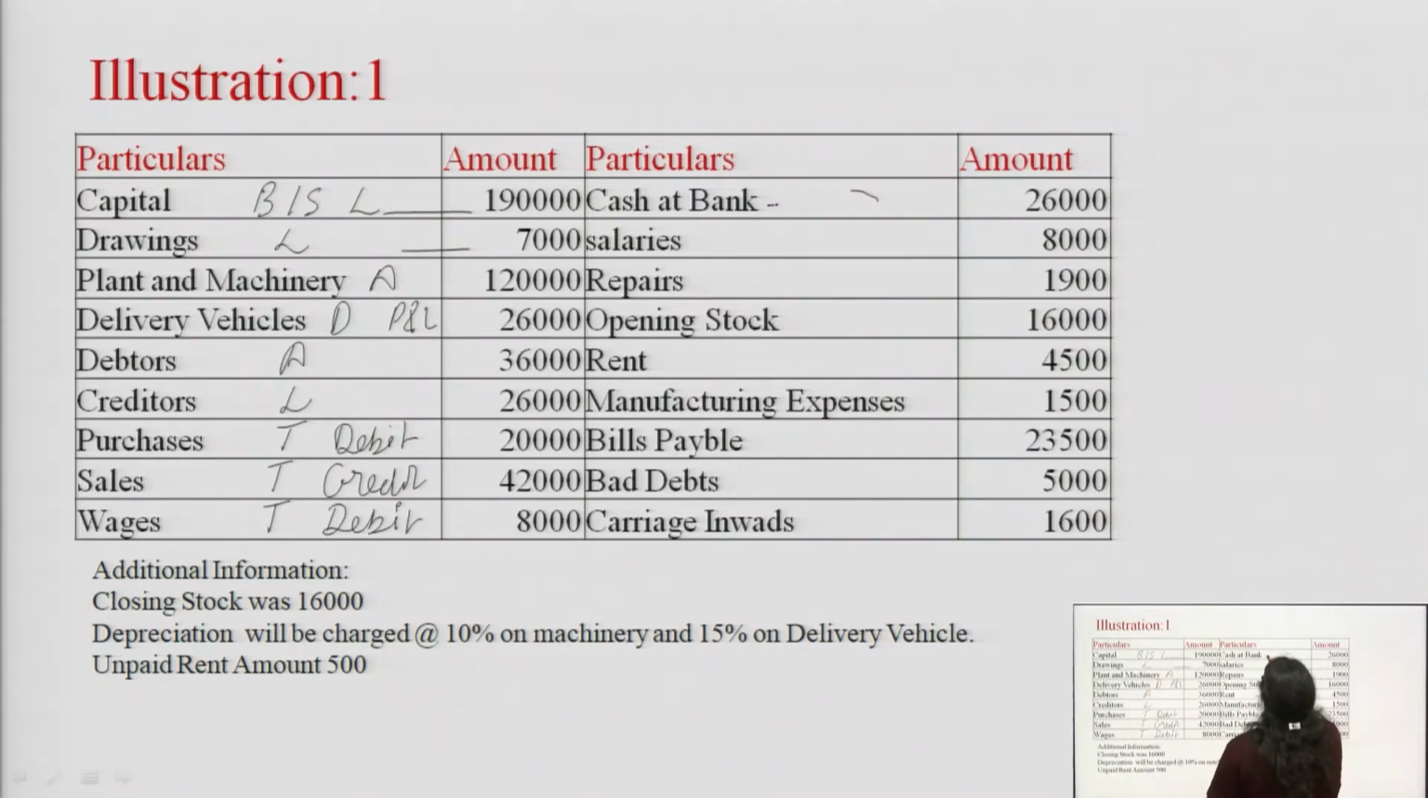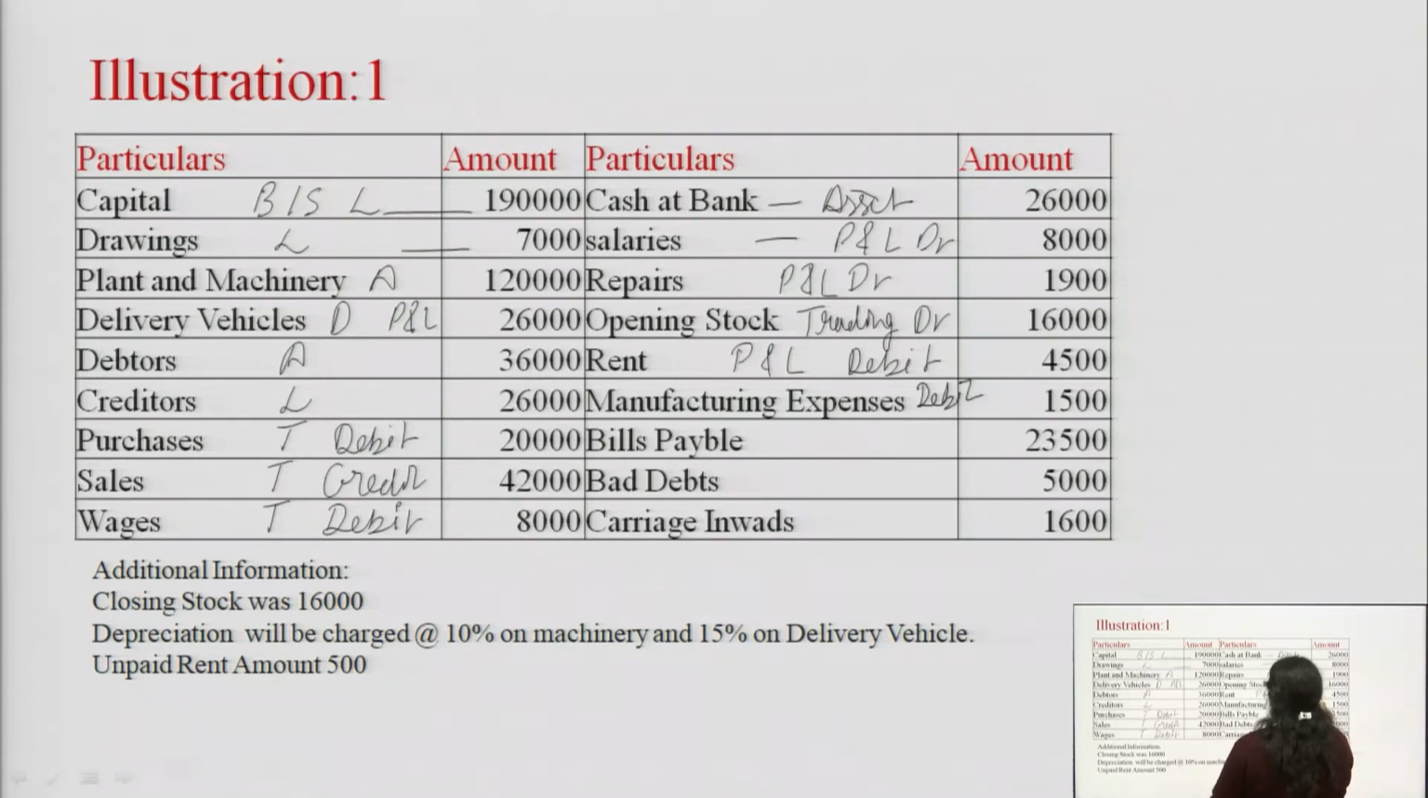The second thing is the cash will go to the asset side, salary will move to the P&L account debit side, repairs will go to the debit side of the P&L account, opening stock to the trading account debit side, rent to the P&L account debit side, manufacturing expenses to the debit side, bills payable to the liability side in the balance sheet, bad debt to the P&L account debit side, and carriage inward to the trading account debit side.